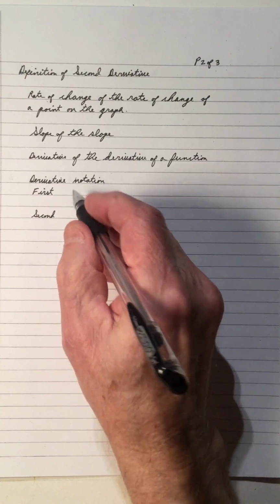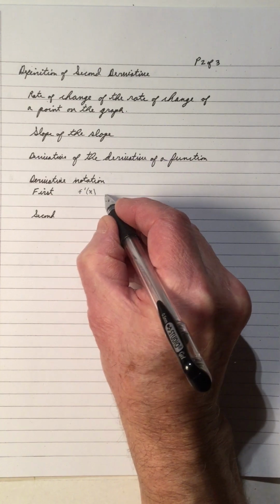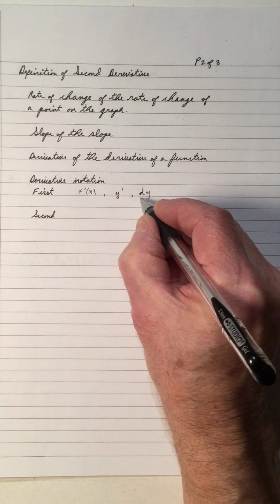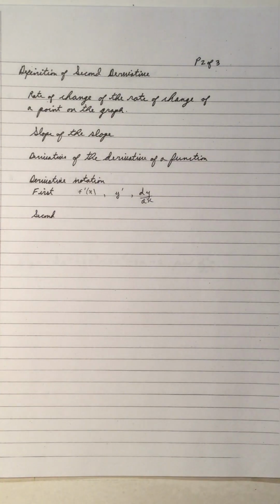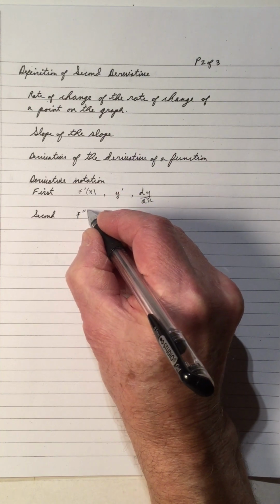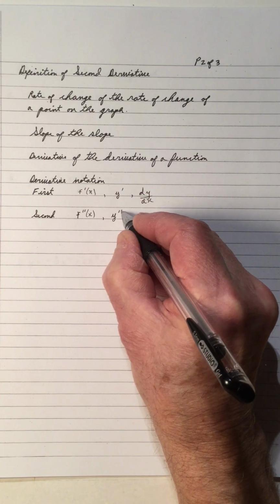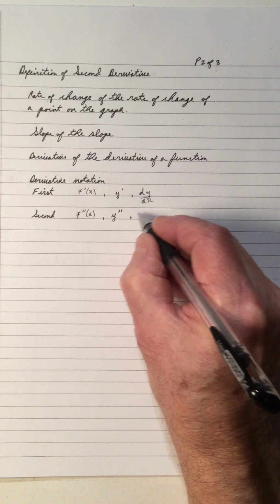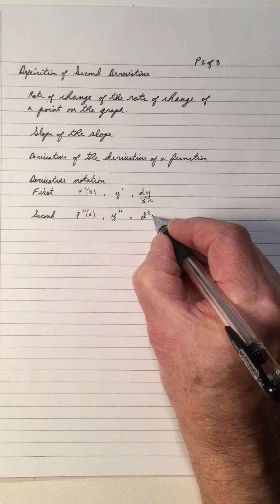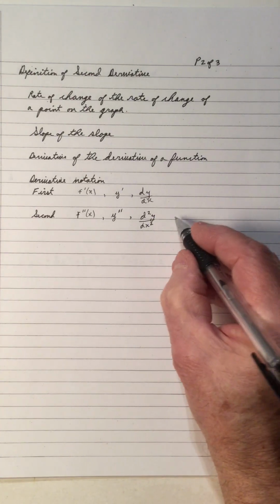Derivative notation. The first derivative is defined as f prime x, or it could be y prime, or it could be dy dx. The second derivative, using the function notation f of x, is f double prime x. Or if you're going to go y prime, the second derivative is y double prime, 2 primes. Or if you're going to use dy dx, it's d squared y dx squared. And let me explain that right here.